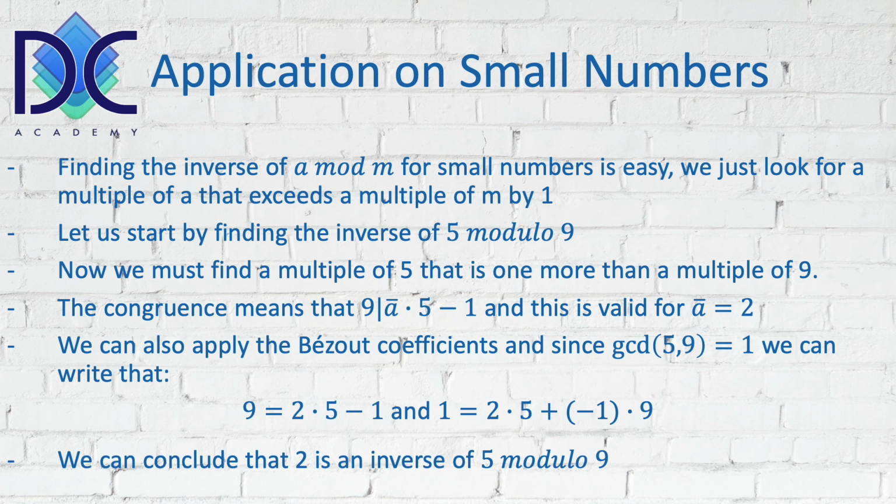So basically we have two ways to do it. We could find that value looking at the definition of the congruence, and the other is using the Bezout coefficients. So both ways are practically applicable.